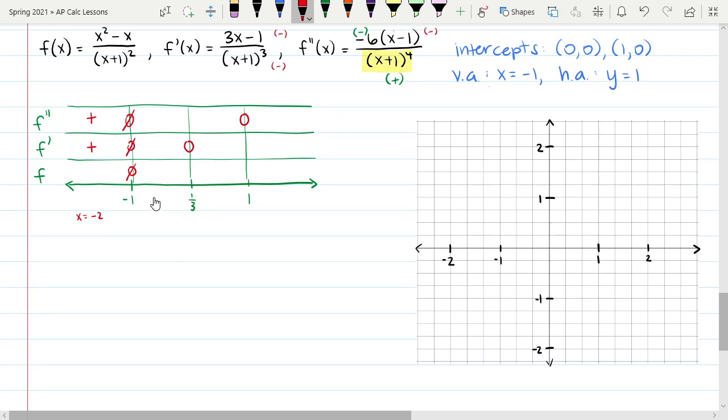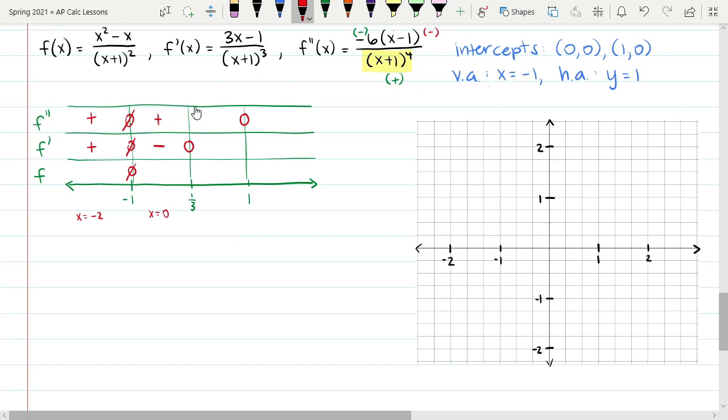Between negative 1 and 1/3, 0 seems like a nice choice there. So if I use x equals 0 for f prime, then in the numerator, I'm going to have 0 minus 1, which is negative. In the denominator, I'm going to have 0 plus 1, which is 1, cubed, which is positive. So now I've got a negative divided by a positive, which is negative. For f double prime, if I put in a 0 for x, then that means I'm going to have 0 minus 1, which is negative, times another negative, which is positive, divided by a positive, which is positive.